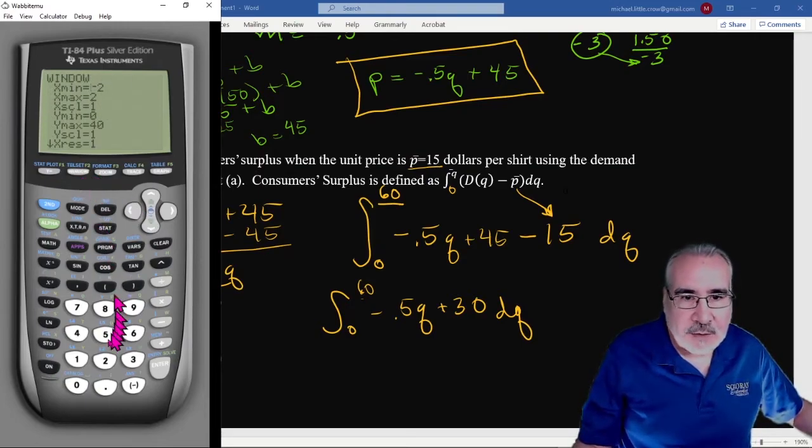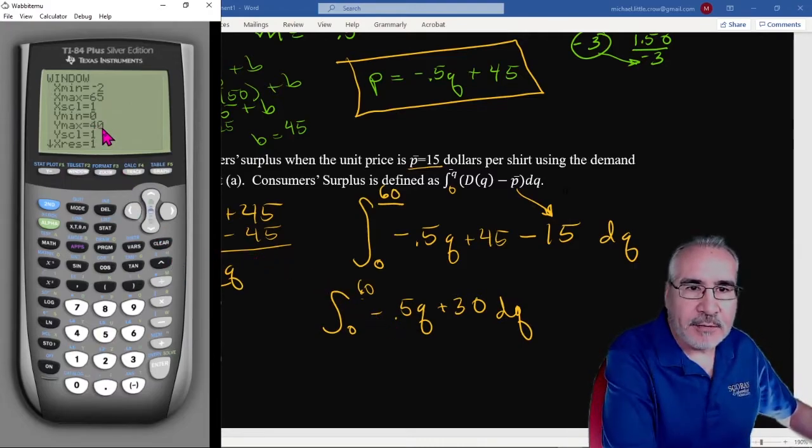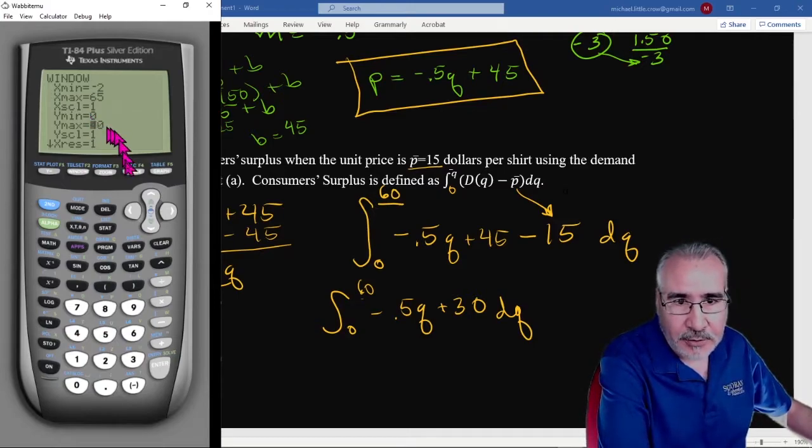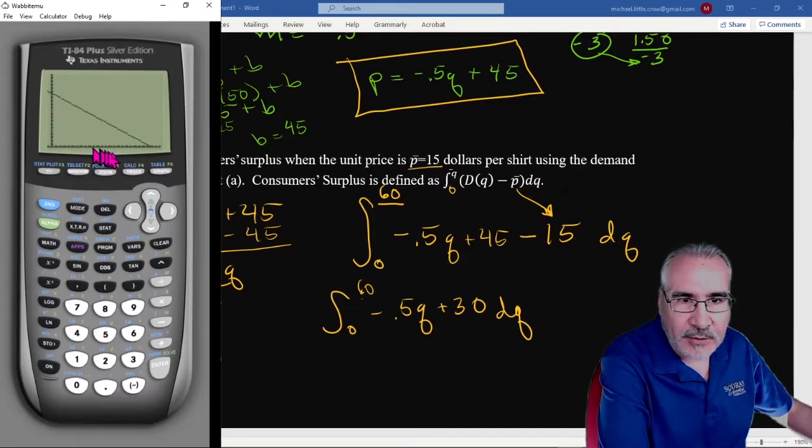We want our x's to go from 0. I like to do a little extra, so negative 2 to let's go to 65. A little bit extra room there. Our y values, well, we're starting at 30 and we're going down. So y max at 40, that should include everything going down to 0. And then we'll graph it. And remember, this is our surplus triangle up here. So from 0 to 60, let's go second calc, number 7 is what we do.